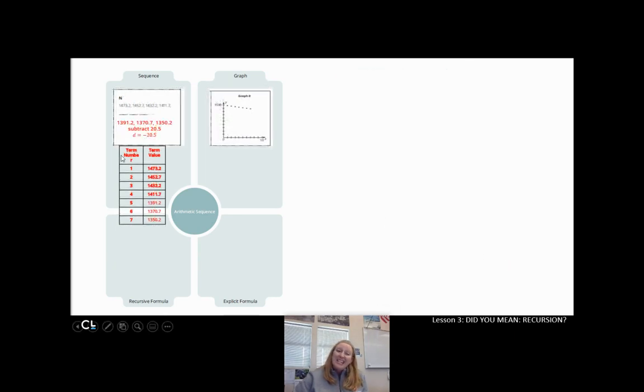And my last arithmetic sequence, sequence N, I can see that my common difference is -20.5, so I put that into my recursive formula. And I can see not only is my common difference -20.5, but that my first term is 1,473.2. So I put that into my explicit formula. And I wrote kind of too big. I probably should have written smaller so it would fit better. Sorry, that's how it goes.